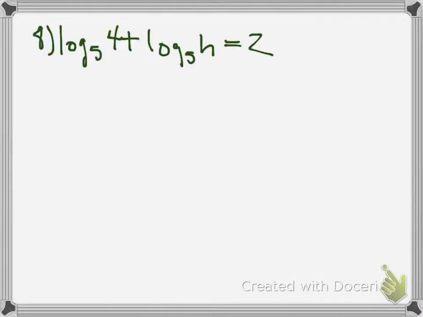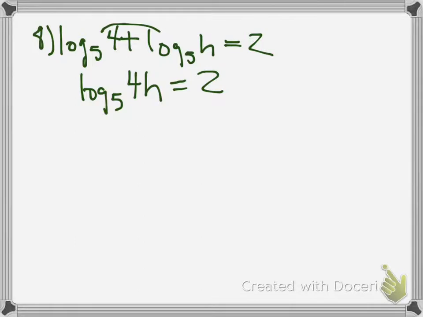Okay, so for problem number 8, we want to make sure we join the logs together. So I want to join these together, and since it's plus, that means I can multiply. Always make sure that you do this after you make sure there's no numbers in front. So now I have 4 times h, which is 4h, equals 2.